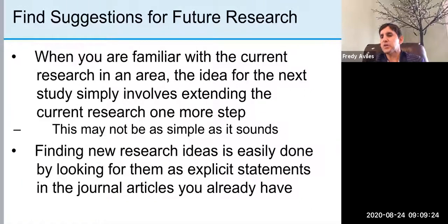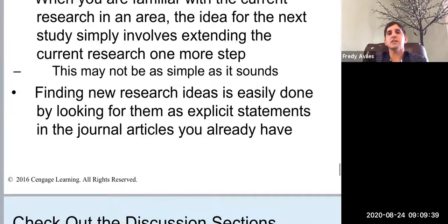But the research can be complicated, and that might not be where your idea comes from. Your idea might come from, like I said before, a casual observation or something you're already interested in, not actually the research. Finding new research ideas is easily done by looking for them as explicit statements in journal articles you already have. Like I said, sometimes the new ideas are already written there.